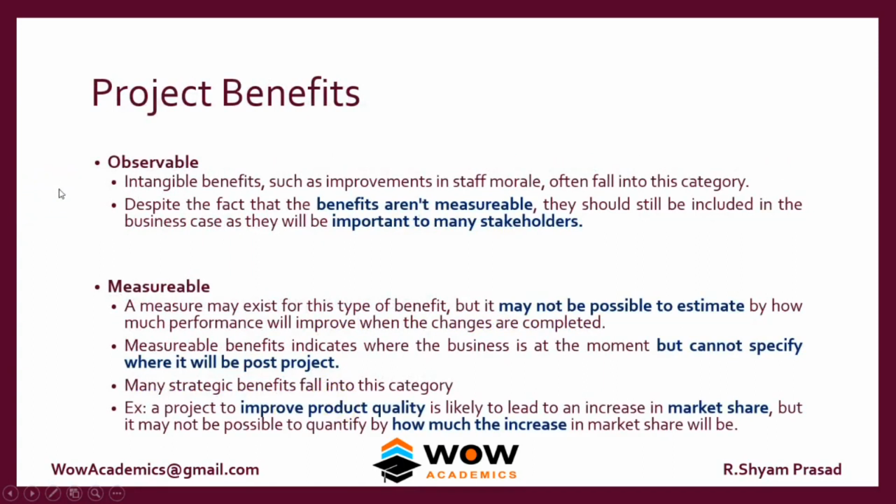So there are various types of benefits that are involved in a project. There are four types. The first one is called observable benefits. Assume that we are going to create a totally new interior decoration for our company. This might lead to better morale and better satisfaction for the employees.